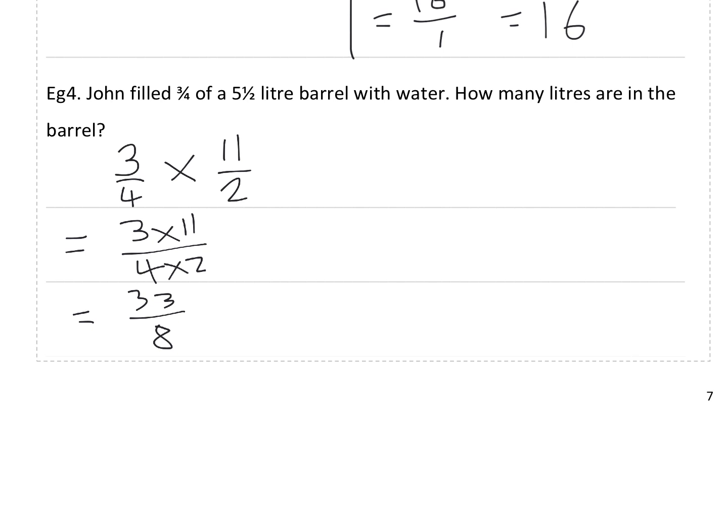Write that as a mixed number. 8 goes into 33 4 times. 8 4s are 32, and 1 left over. That's 1 that still has to be divided by 8, so that's 1/8. So how many litres are in the barrel? There's 4 1/8 of a litre in the barrel.